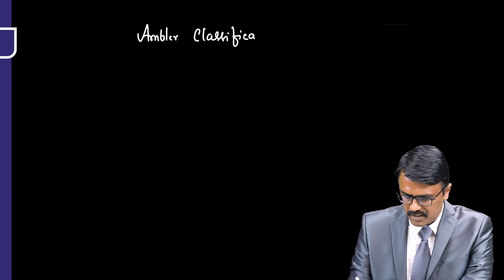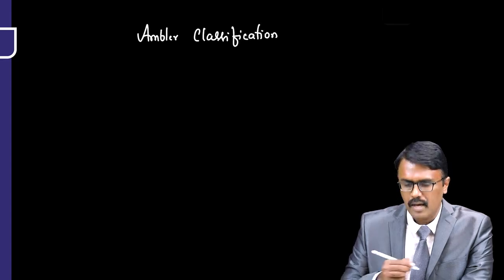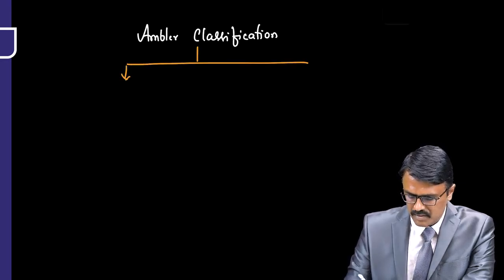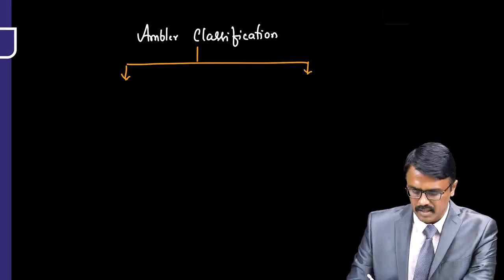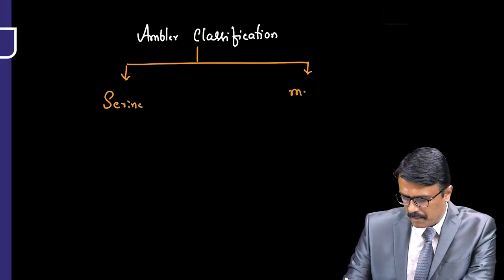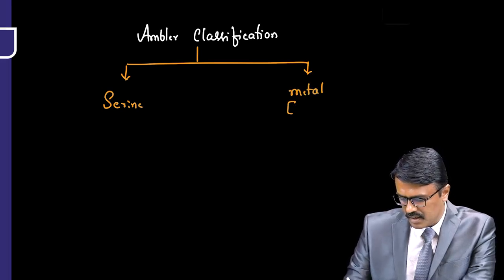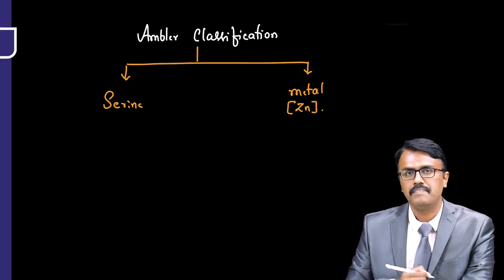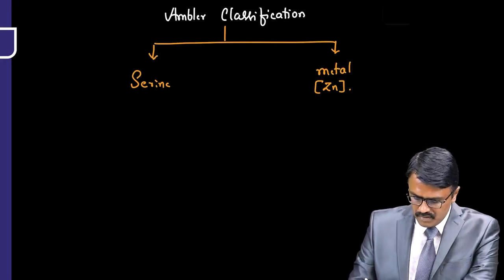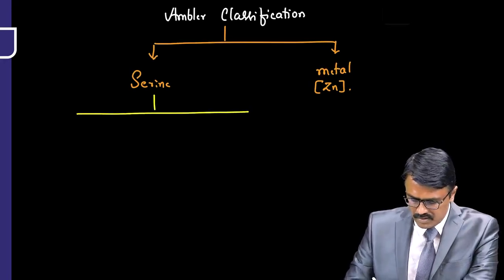Ambler classification. Now, Ambler has classified these enzymes. The beta-lactamases are nothing but enzymes: the ones which contain serine and the ones which contain a metal. And the metal that they contain is mainly zinc. So let us discuss the serine ones. Among the serine ones, we have 3 important ones.